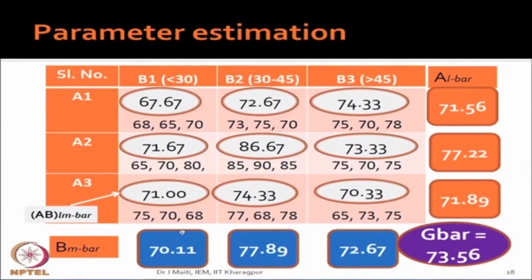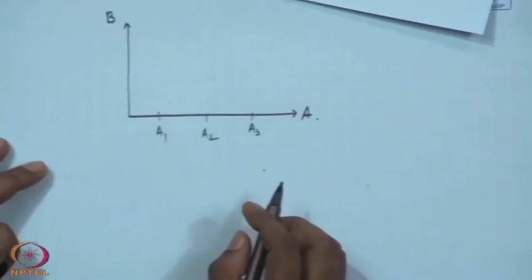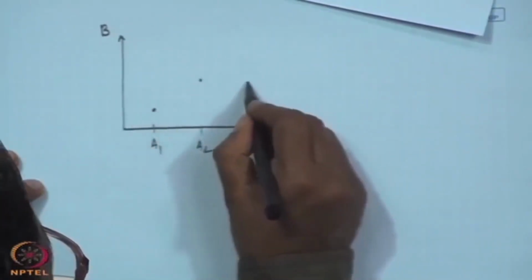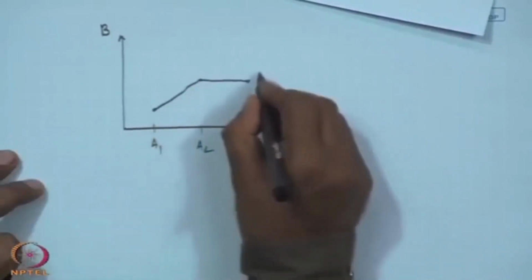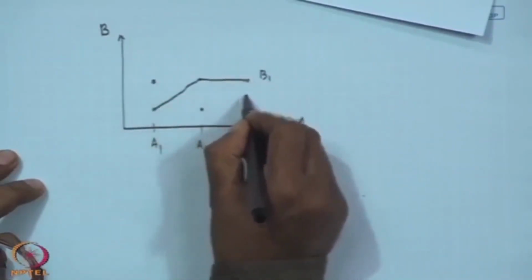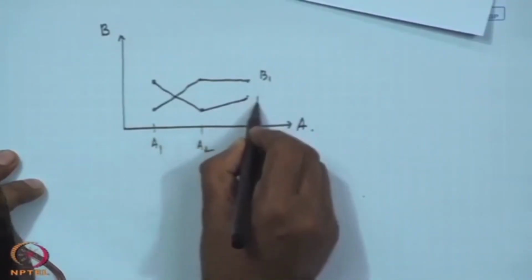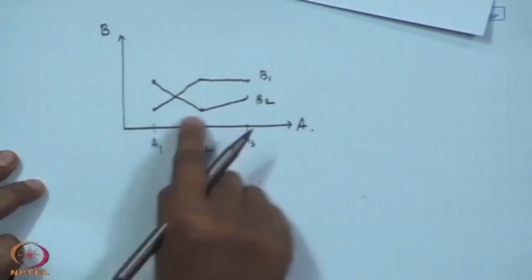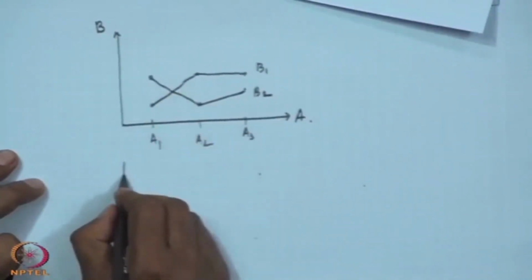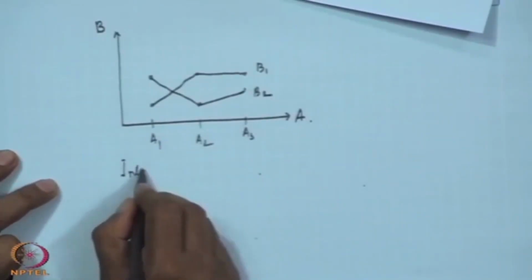Instead of this, you will ultimately be plotting tau beta LM. So this will be this plus this minus this minus this, and then you will get that value. Ultimately you may get a plot like this for B1, and a situation like this with respect to B2. When you get this type of intersection, then you say that the interaction is significant. There is interaction.